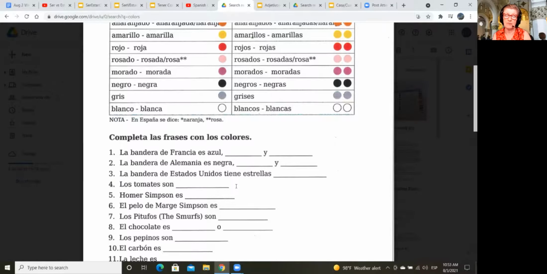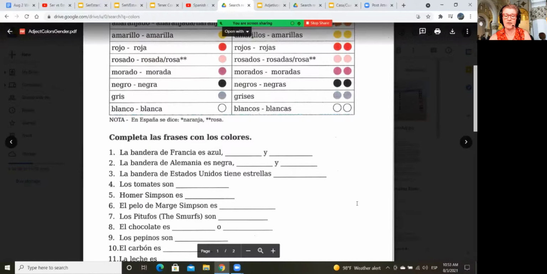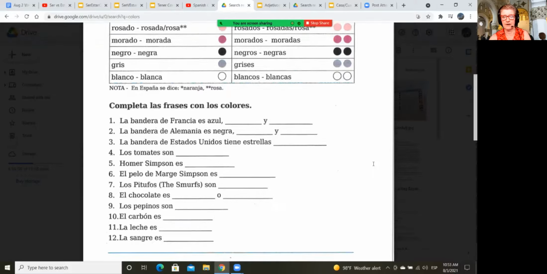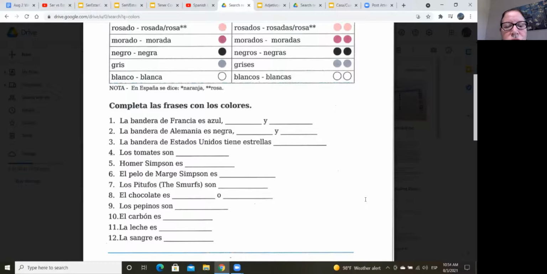I know. Los pitufos, that's the word for Smurfs. Smurfs are very popular in Europe. They're not popular here. And I'll give you that one because some people here don't know the Smurfs at all. Los Smurfs son azules. They are little blue men, so they're azules. Okay? There are two colors for chocolate because there are two kinds of chocolate. El chocolate es... Blanco. Oh, means or. Marrón. El chocolate es blanco o marrón.